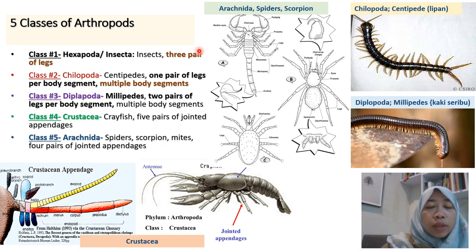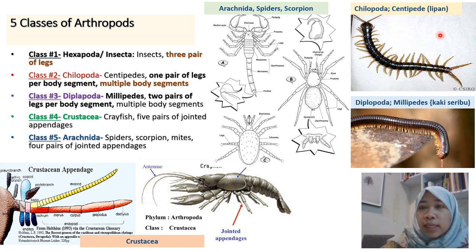Five classes of arthropods. As I said in the beginning of this class, arthropods have several classes, not only Insecta, but also Chilopoda, Diplopoda, Crustacea, and Arachnida. What are the differences? The differences are not only the shape of the body, but also the segmented body and how many legs they have. For example, Insecta. Insects, as you know, have three pairs of legs, attached to the thorax. The second one is Chilopoda.